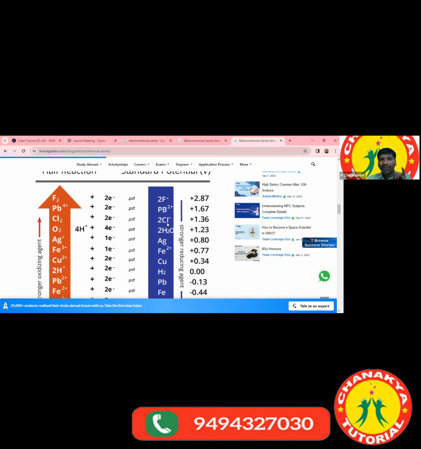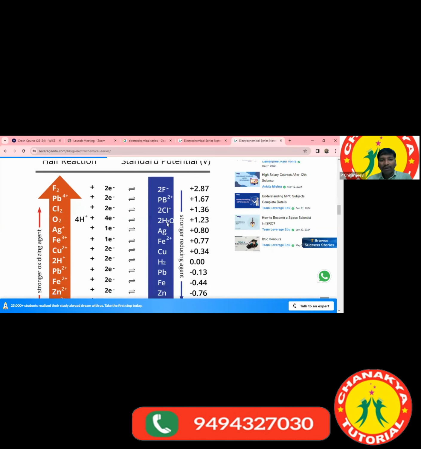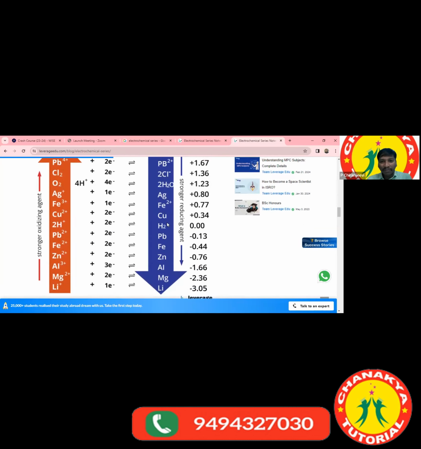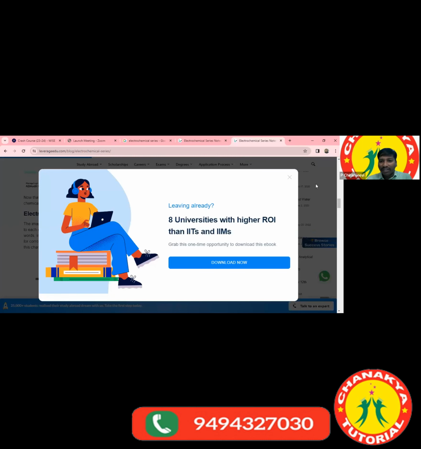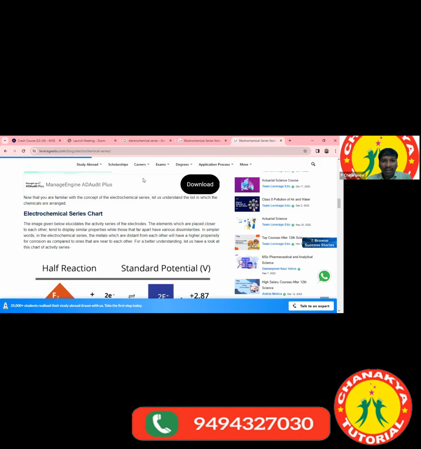Clear? So one thing is we can explain the reactivity, another is which one acts as a strong reducing agent, and the third point is which one acts as a strong oxidizing agent. How can we tell which acts as a strong oxidizing agent? The element having the highest positive reduction potential value acts as the strong oxidizing agent. One question is, generally, fluorine, chlorine, bromine, iodine: which one acts as a strong oxidizing agent? Do you have any idea?